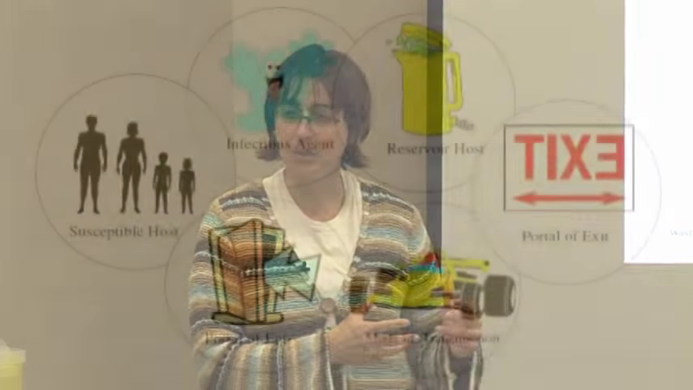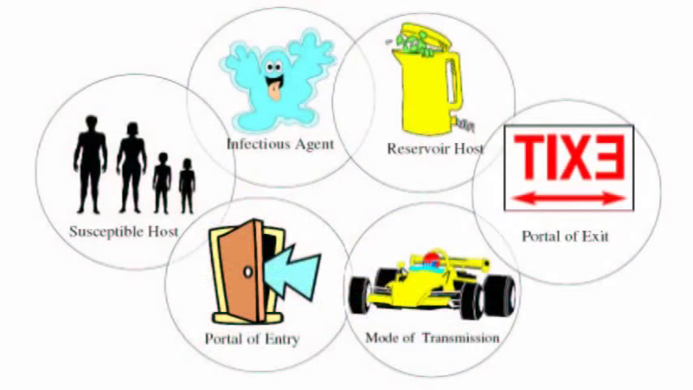Okay. The portal of entry is how it enters the system. So how does it get in? Is it again through a mucous membrane? Is it through the GI tract? So do you eat it? Is it that you breathe it in? Is it that it goes into your blood? Okay. And the susceptible host is basically the person who is not already immune to that disease. Okay, so you can carry that specific thing.